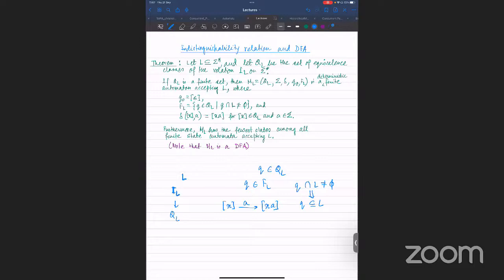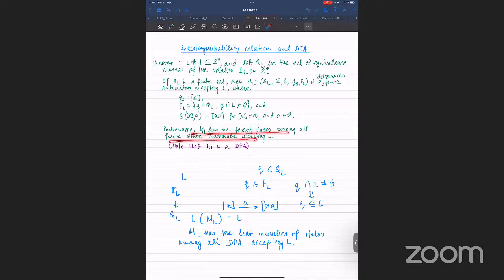Now what we are saying is that this automaton that we defined in this way, first of all, we have to show that the language of M_L is L itself. And also M_L has the least number of states among all DFA accepting L. Clear?